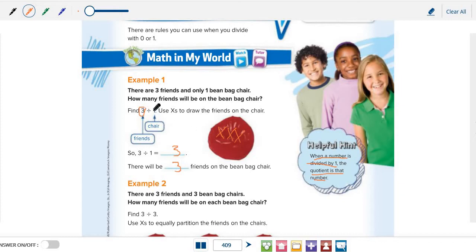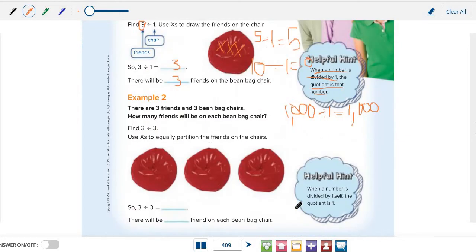So 3 divided by 1 equals 3. 5 divided by 1 equals 5. 10 divided by 1 equals 10. And even 1000 divided by 1 equals 1000. It's very simple, right? Now let's solve example number 2.